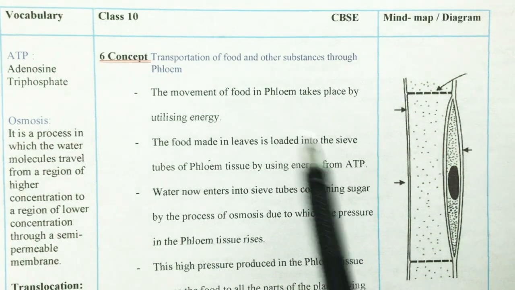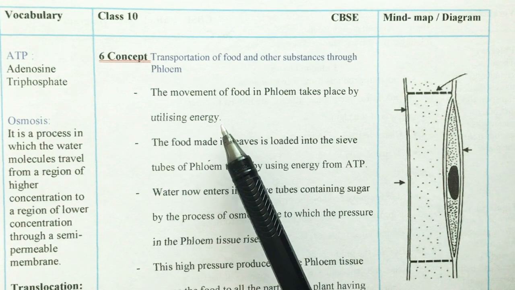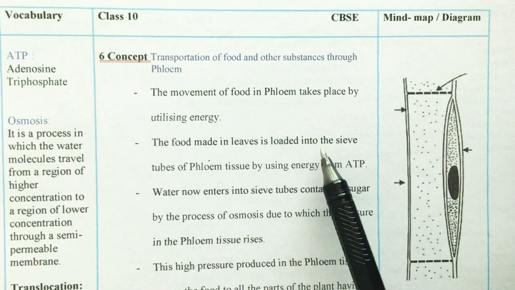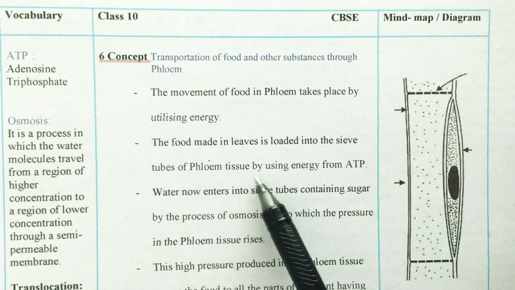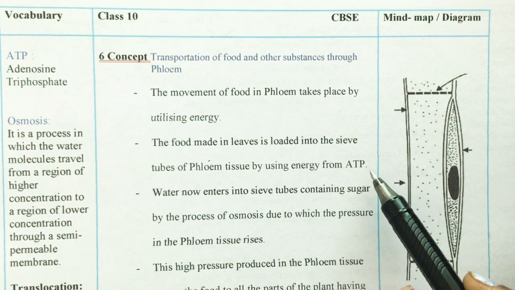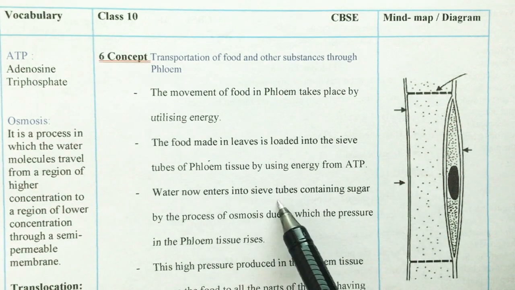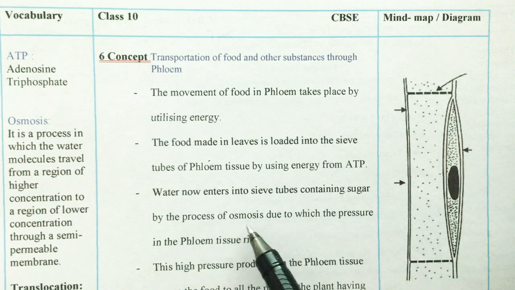The movement of food in phloem takes place by utilizing energy. The food made in leaves is loaded into the sieve tubes of the phloem tissue by using energy from ATP. We have learnt about ATP earlier also, it is adenosine triphosphate. Water now enters into the sieve tubes containing sugar by the process of osmosis.